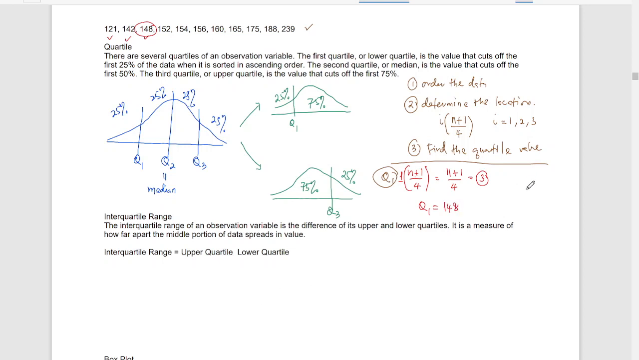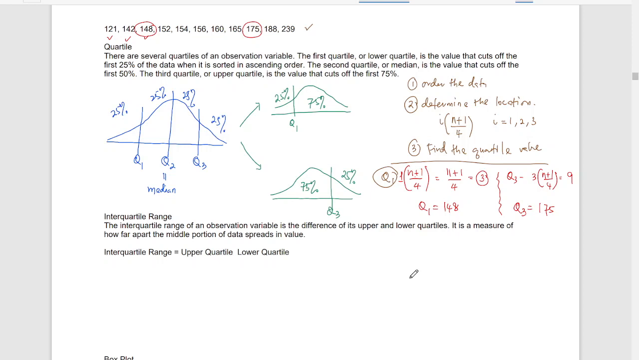Okay, if you want to find quartile 3, you need to find 3 times n plus 1 divided by 4. When you calculate this, you get 9. So quartile 3 is equal to the 9th position. So 1, 2, 3, 4, 5, 6, 7, 8, 9. So it will be 175. Okay, so that is how you find the value of quartile.